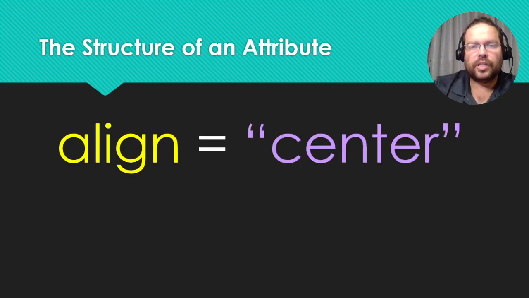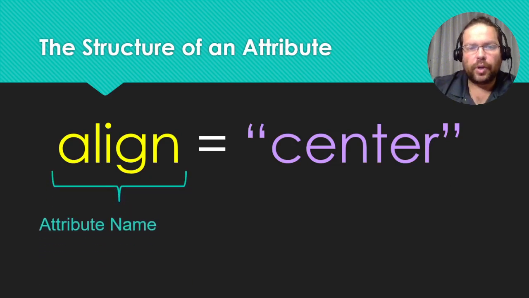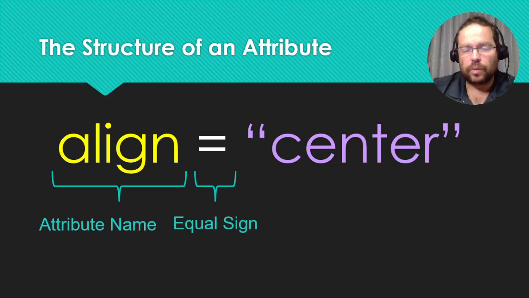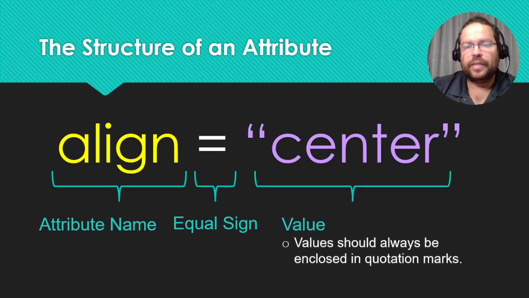Alright, so the structure is very basic. You always start with the attribute name, then you've got an equal sign, and then you've actually got the value, and the value should always be enclosed in those quotations that you see there. Every attribute that you will be using is going to be set up like this. You're going to have the name of the attribute, you're going to have the equal sign, and then you're going to have the actual value.